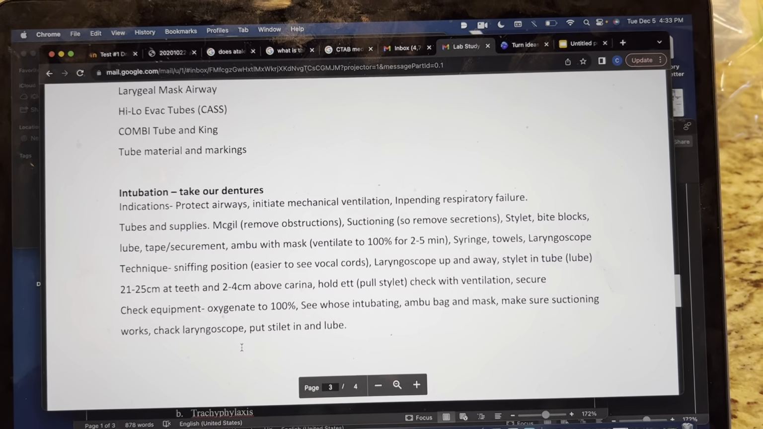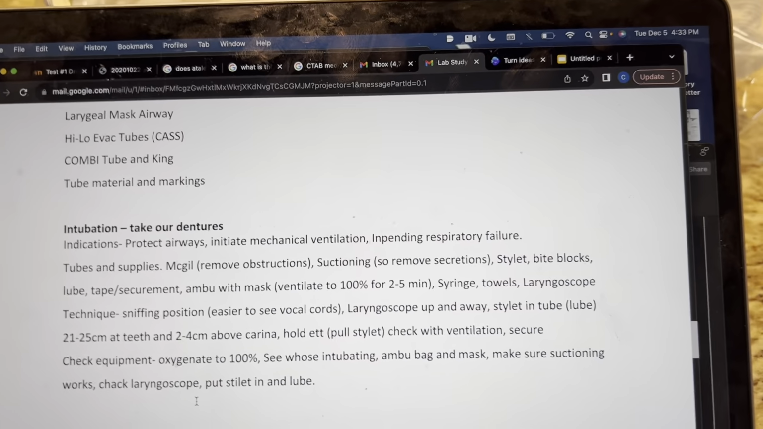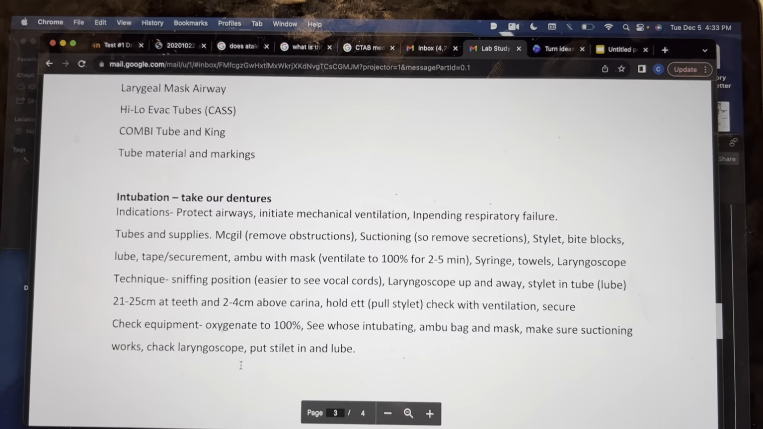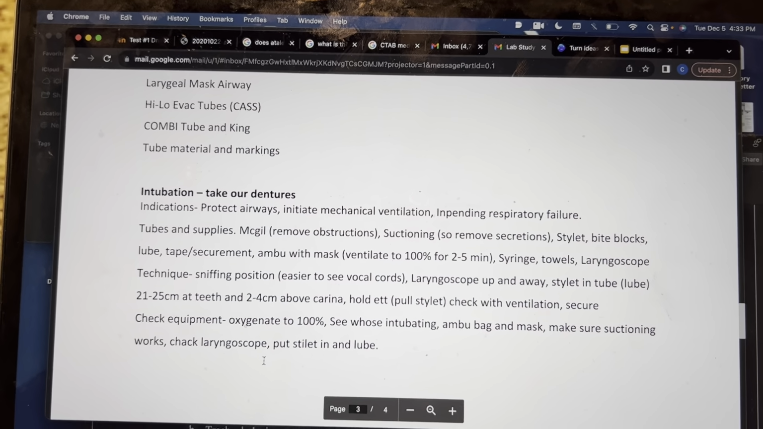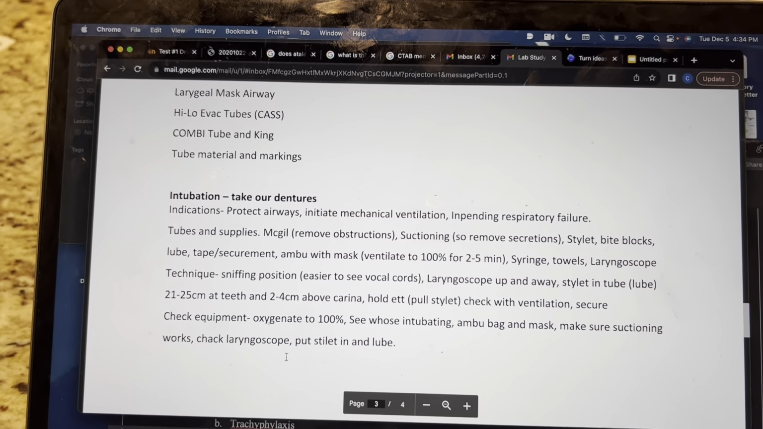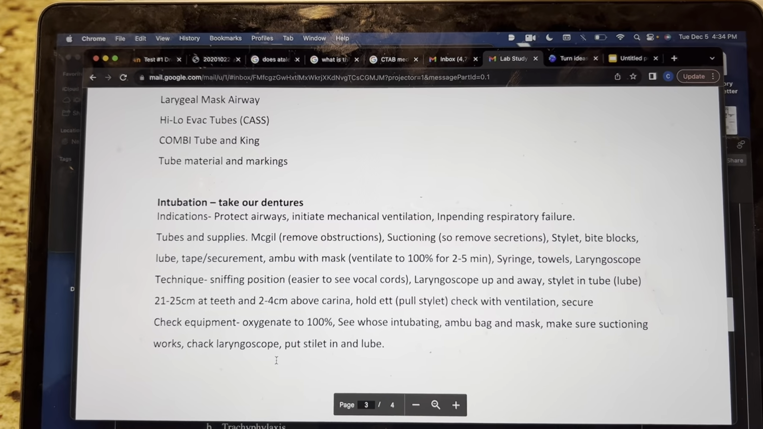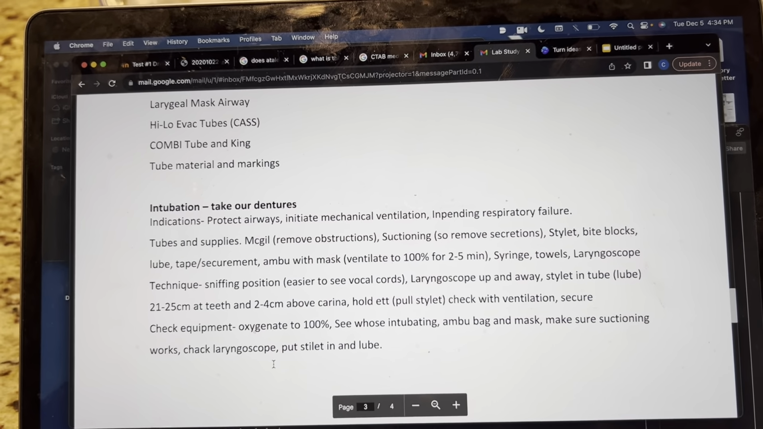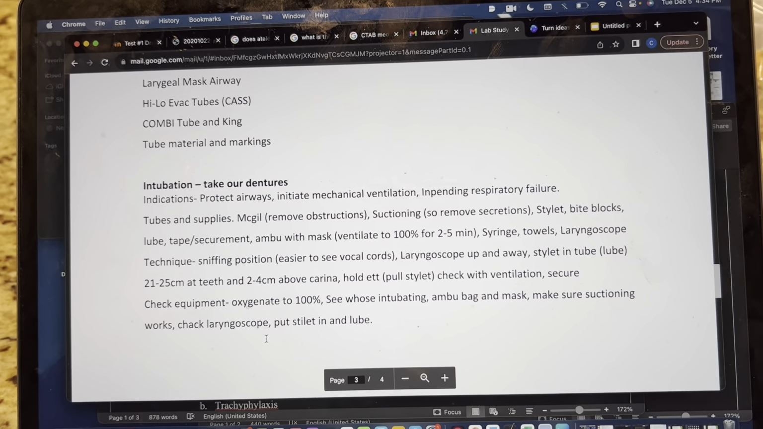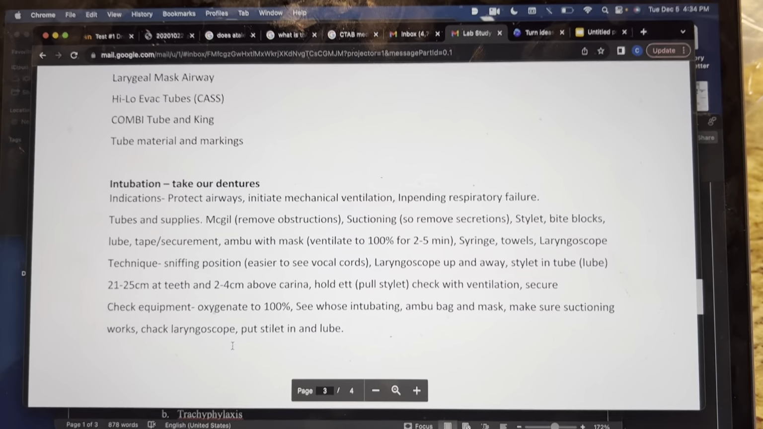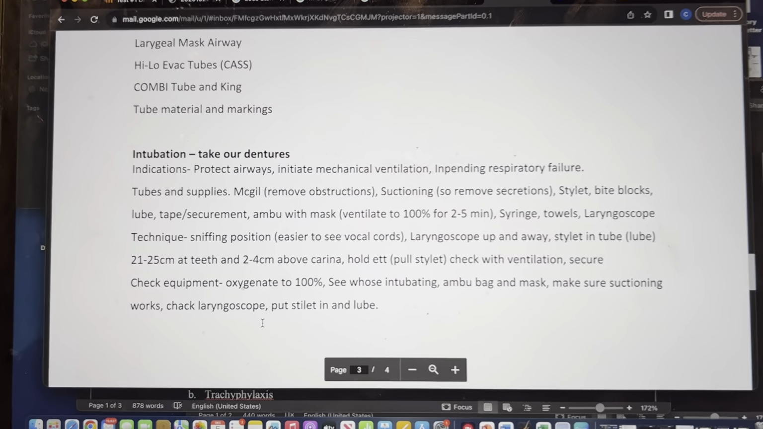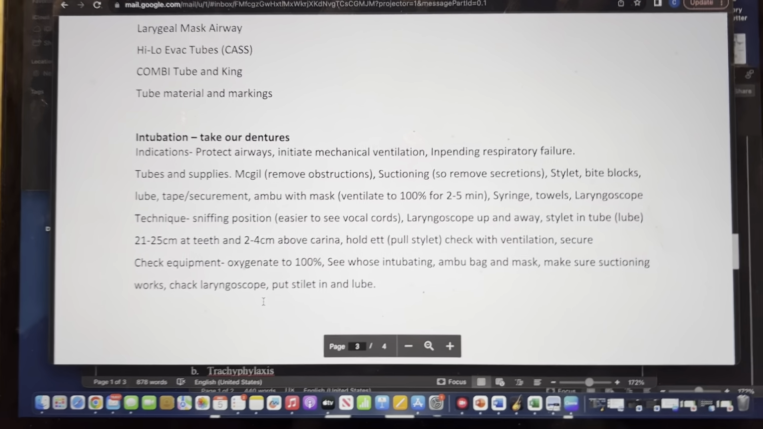Tube material and markings. When you place the tube in, you want it at 21 to 26 centimeters at the teeth, or 2 to 4 centimeters above the carina. For intubation, take out dentures. Endotracheal tubes are measured by height. Laryngeal mask airways are measured by weight.